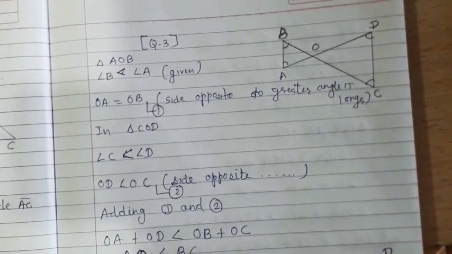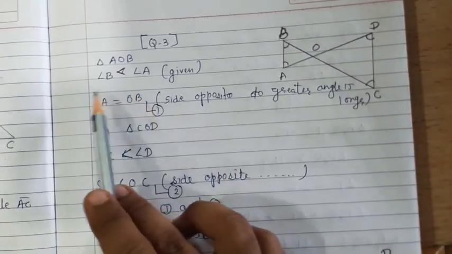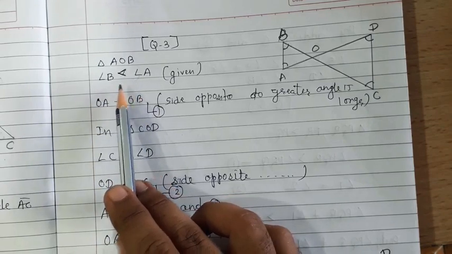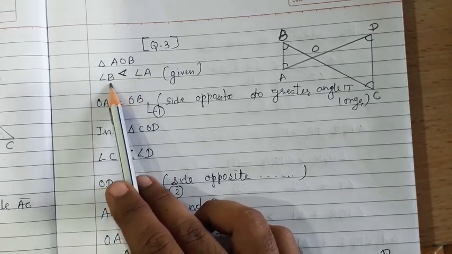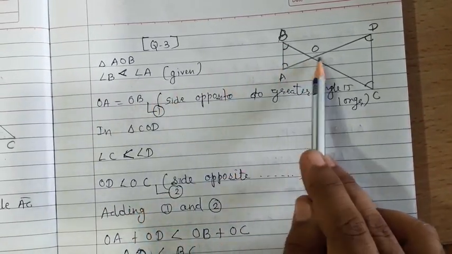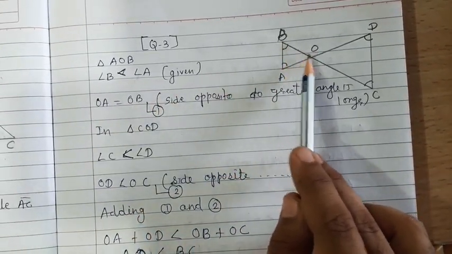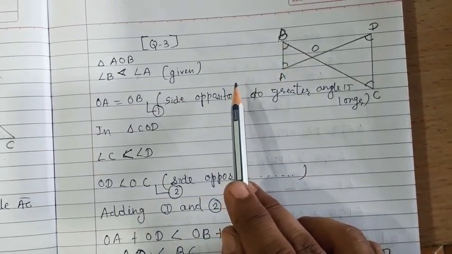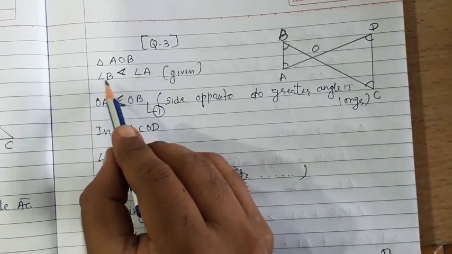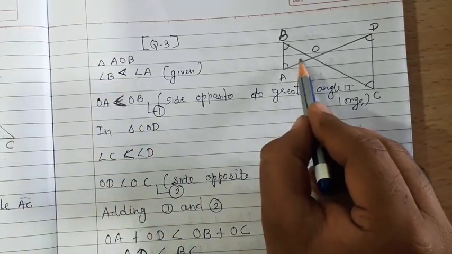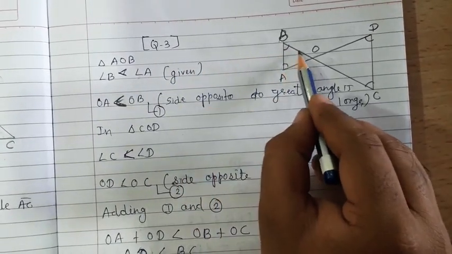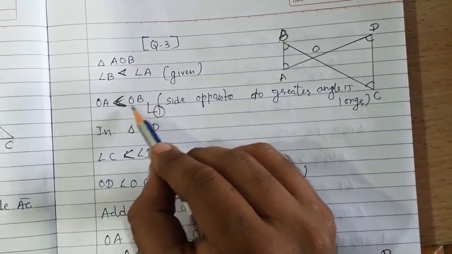So first of all, here I draw the figure. Here B is less than A, it is given in the question. Angle B is smaller than angle A. So the opposite sides, B की opposite side कौन सी है? B की opposite side है OA. Not same, but OA is less than OB, क्योंकि B छोटा है तो B के सामने वाली साइड छोटी होगी. A is larger, so the opposite side of A is OB, so OB is larger, so OA is less than OB.